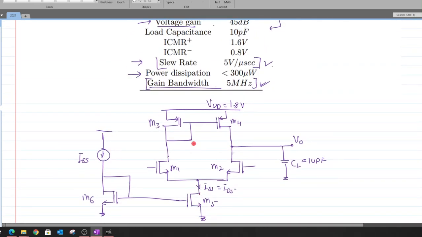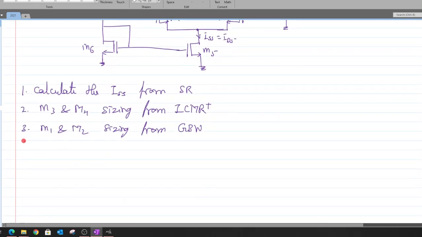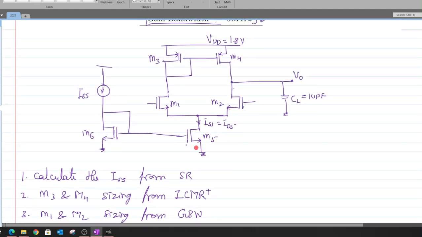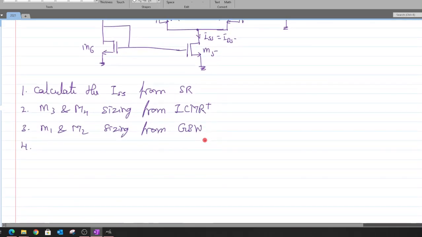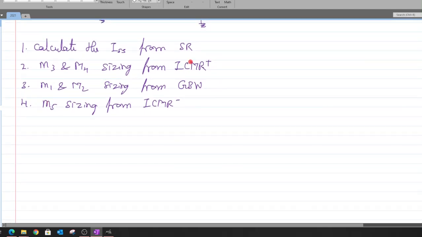Clear? So as I said, there are two specifications that could be considered, but among these two, it is this gain bandwidth product that takes the priority compared to the voltage gain specification. Okay, and finally the last step is to calculate the W/L factor of this transistor, right? So we will calculate this W/L ratio of this M5 transistor from what is known as the ICMR minus specification. Okay, so with that being said, we'll just try to calculate these steps.